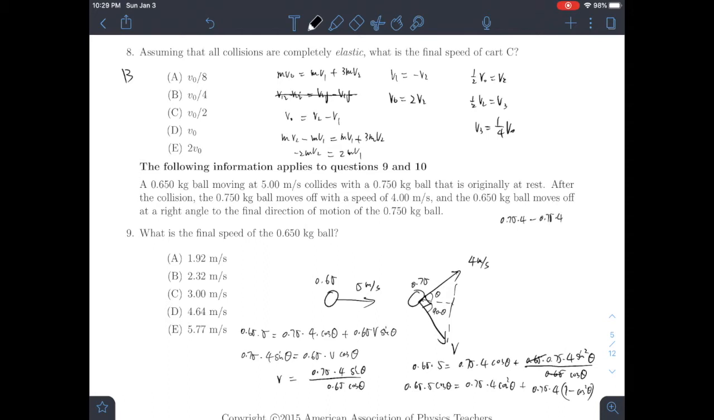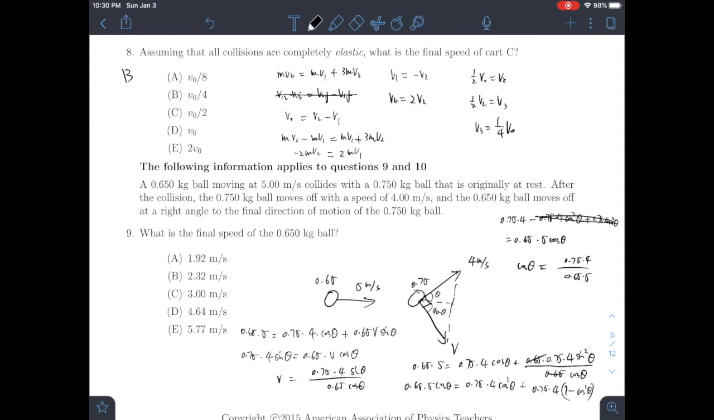Let's plug something back in. On the right hand side of the equation, we have 0.75 times 4 minus 0.75 times 4 times cosine theta squared plus 0.75 times 4 times cosine theta squared is equal to 0.65 times 5 times cosine theta. Then we see two expressions cancel out. Then we divide 0.75 times 4 on both sides. Oh no, we divide 0.65 times 5 on both sides. We have this cosine expression. We can express this, then we can solve for cosine theta.